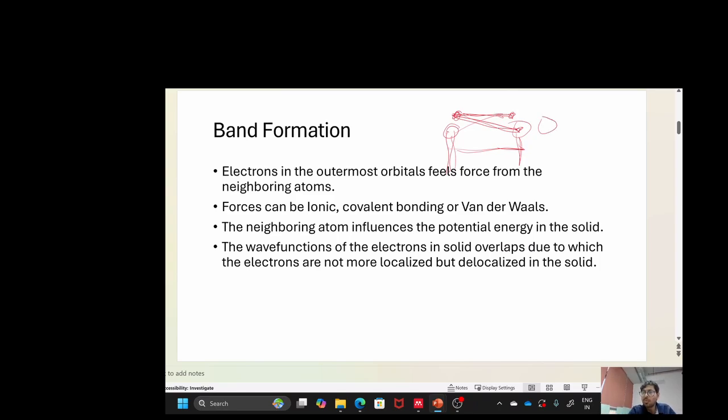So the two atoms will come close to the interatomic distance because of these attractive and repulsive forces. When the attractive and repulsive forces are equal to each other, that will be the interatomic distance. And these forces can be ionic, there may be covalent bonding because of that, and there are some van der Waals forces also. And this thing we have already seen, the neighboring atom influences the potential energy in the solids.